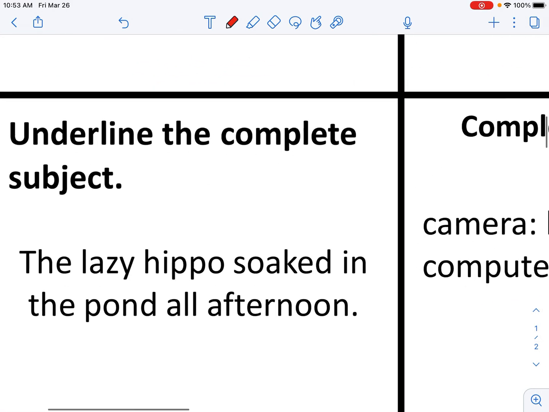Underline the complete subject. That's the who or what of the sentence. The lazy hippo soaked in the pond all afternoon. The who or what of the sentence is the lazy hippo.